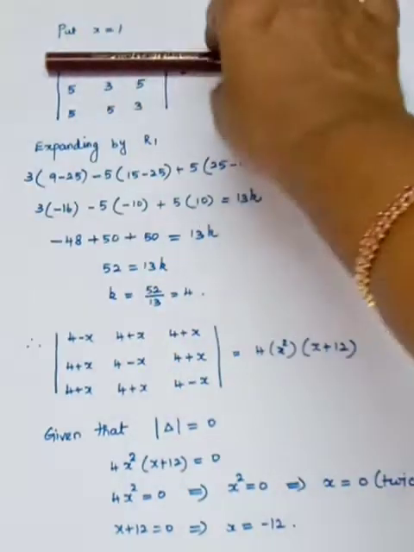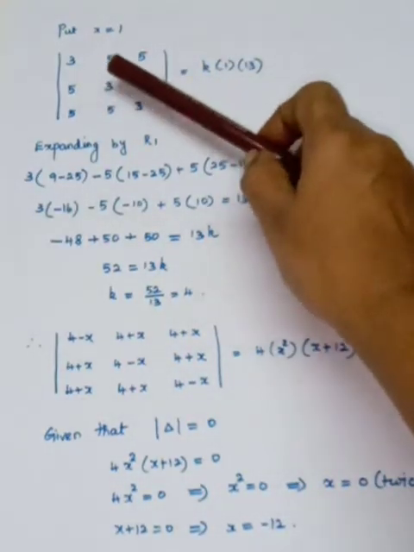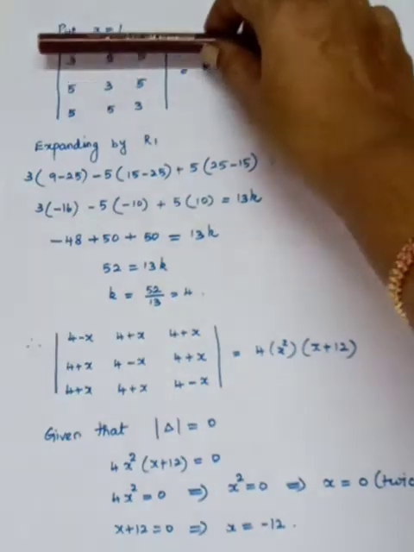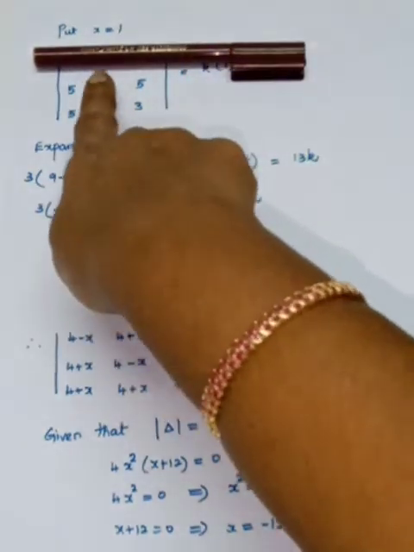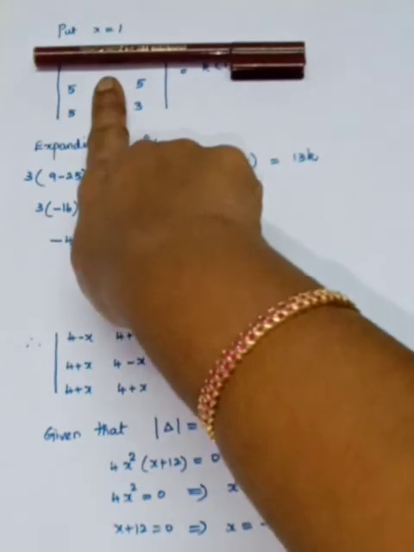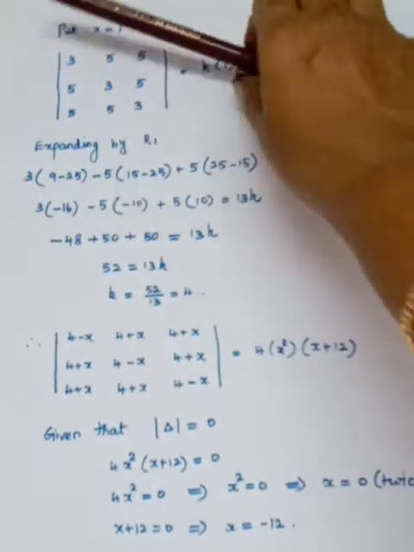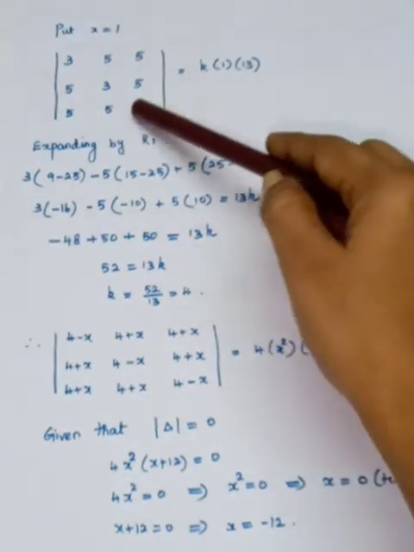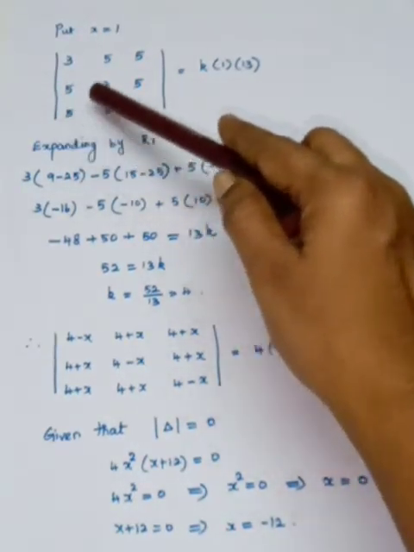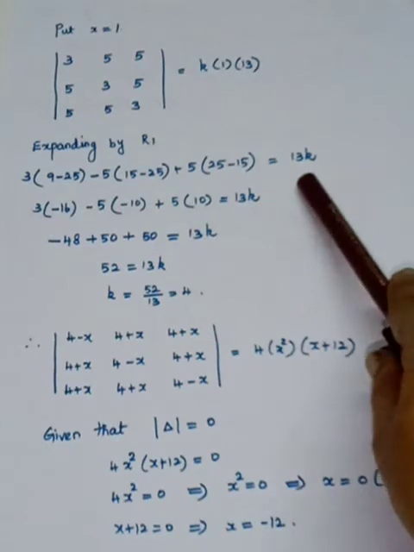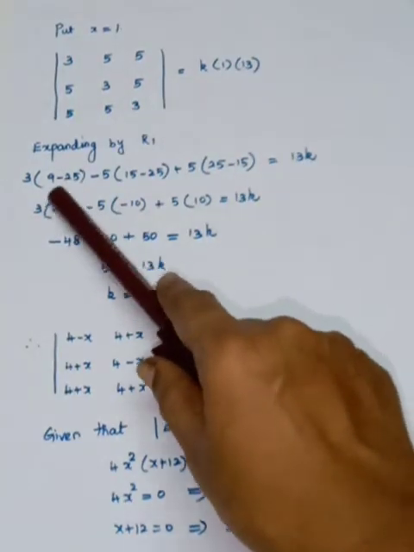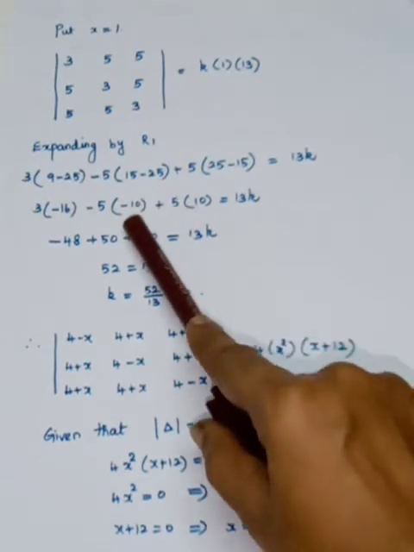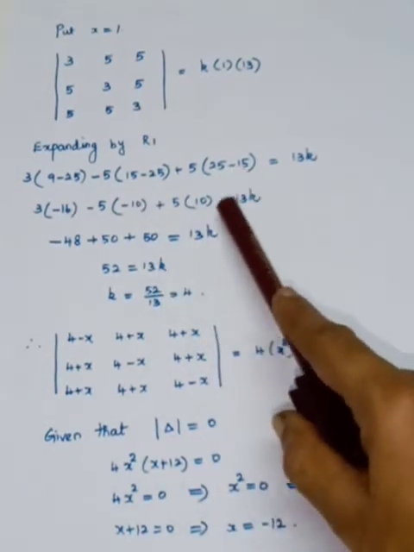9 minus 25. So when you go to the second element, you have to change the sign. So here you will have minus 5. So minus 5 into, delete the first row and the second column. So 5 3s or 15. 15 minus 25. Plus 5 into, delete the first row and the third column. So 25 minus 15, that is equal to 13k. So if you simplify, 9 minus 25 is minus 16. 15 minus 25 is minus 10. 25 minus 15 is 10.